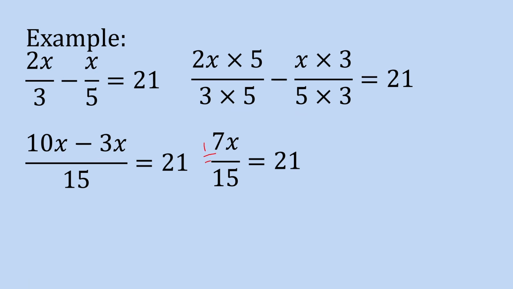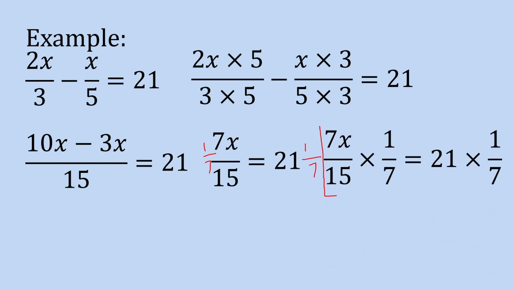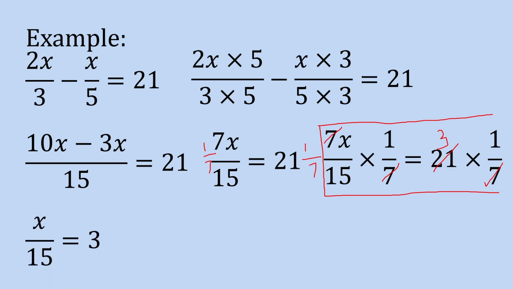Now both sides we can multiply by 1 over 7. So the next step will be 7x divided by 15 multiplied by 1 over 7 is equal to 21 multiplied by 1 over 7. So 7 times 3 is equal to 21. On the other side 7 and 7 are the same factor, so they will cancel. So it will be x divided by 15 is equal to 3.